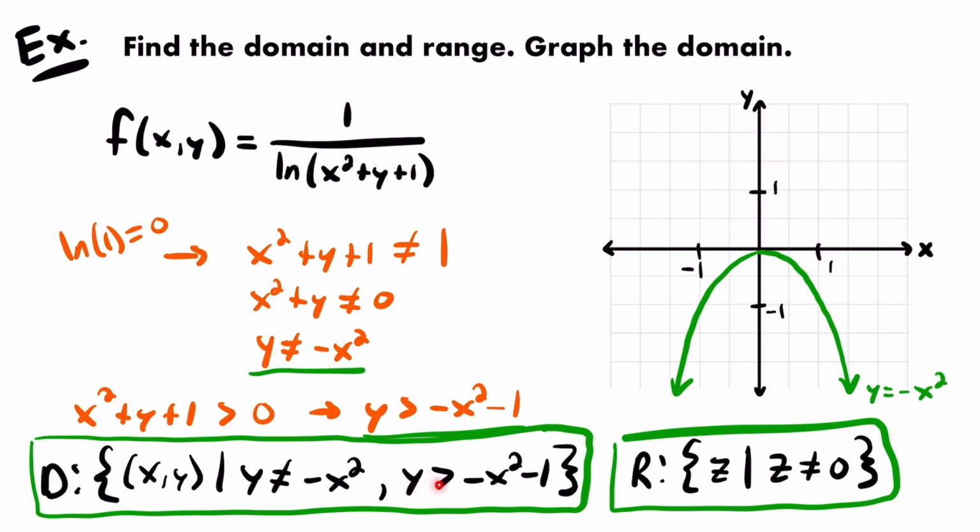We have y greater than negative x squared minus 1. So really this would also be a parabola, except it's shifted down 1 unit in the y direction. Okay, that's what this negative 1 tells us. We're taking negative x squared, which is this parabola, and shifting it down 1 unit.